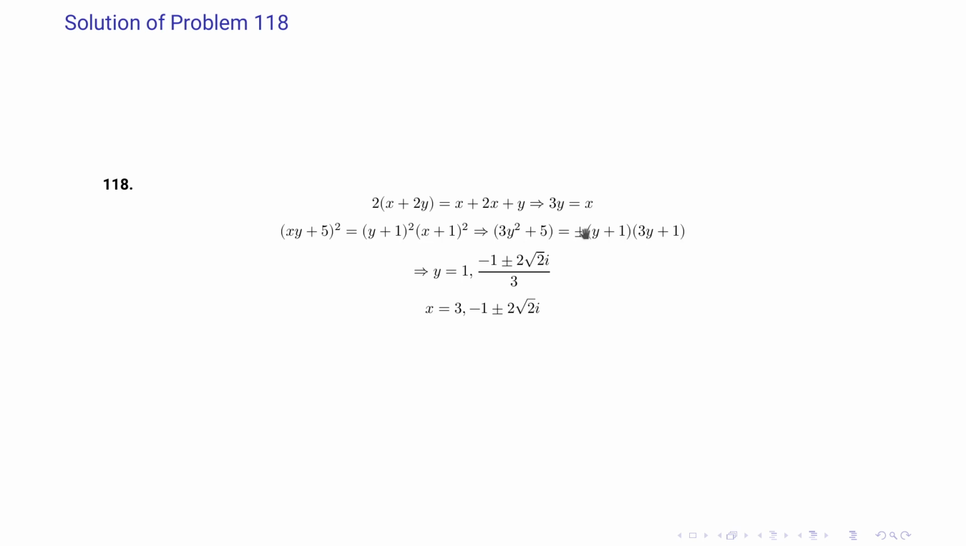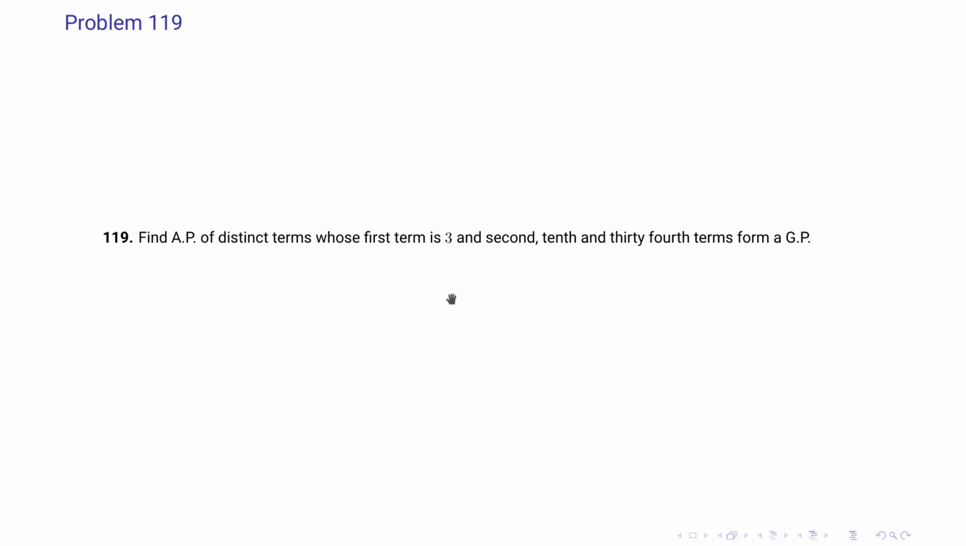So once we take plus as one of the possible solutions, and once we take minus, we obtain three roots for y: 1, and minus 1 plus minus 2 square root of 2i by 3, and x would be 3 times that, that is 3, and minus 1 plus minus 2 square root of 2i. So that's what is our solution.